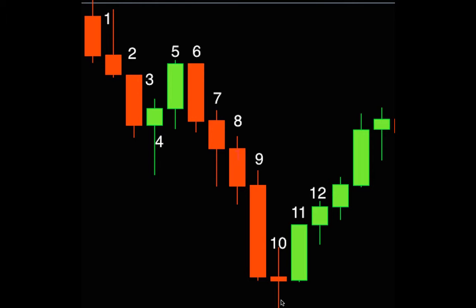When we say indecision, it means that nobody really is in control. The bulls aren't in control, and the bears aren't in control either. So nobody really is in control whatsoever. The market is confused, and how we can see this is that price opened here.